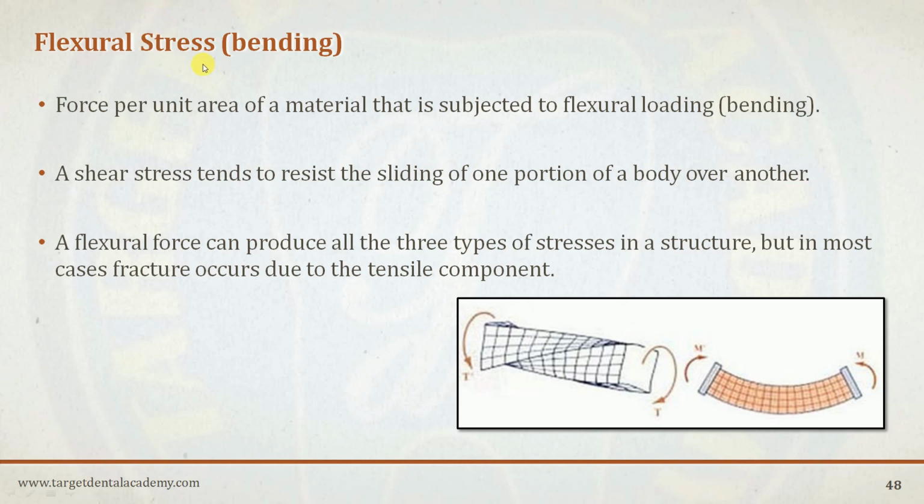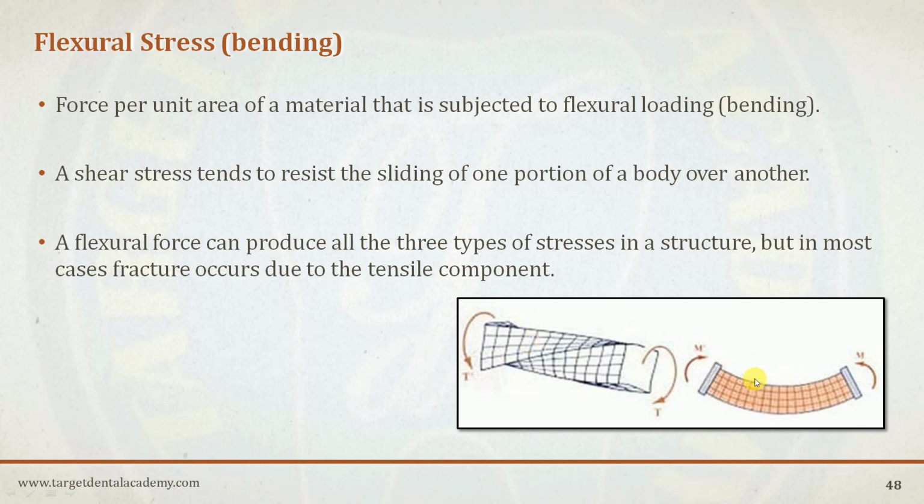Coming on to the flexure stress, it is also known as bending of your object. It is the force per unit area of a material subjected to flexural loading, that is, bending. A shear stress tends to resist the sliding of one portion of a body over the other. The flexure force can produce all three types of stresses in a structure, but in most cases fracture occurs due to the tensile component. What we are basically doing is bending the material. The flexure stress is the bending type of force we apply.